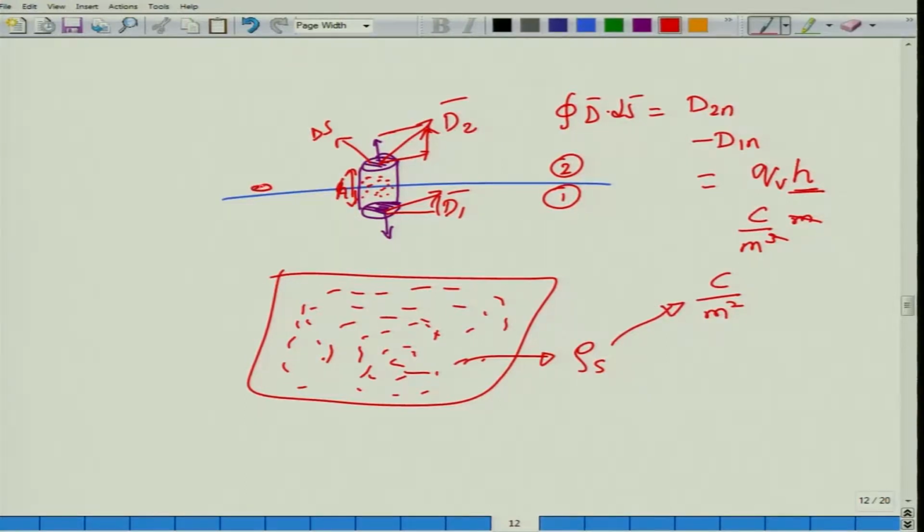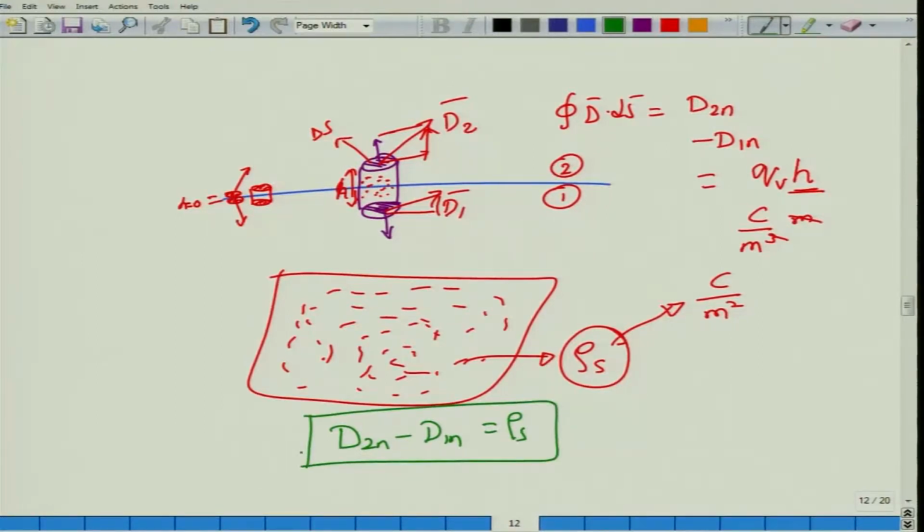And as the pillbox shrinks in height, eventually just giving you two surfaces of height h equal to 0, you see that the normal components of the displacement vector, the D vector, actually become discontinuous by the amount of surface charge density. So the equation that describes the normal components D2n and D1n, the discontinuity or the difference between these two, must be equal to the surface charge density.